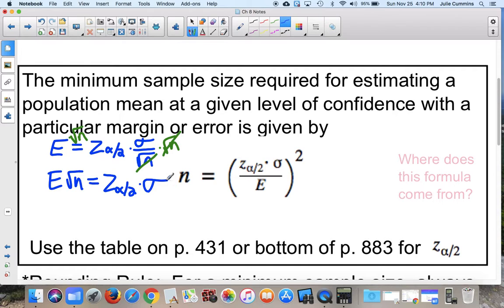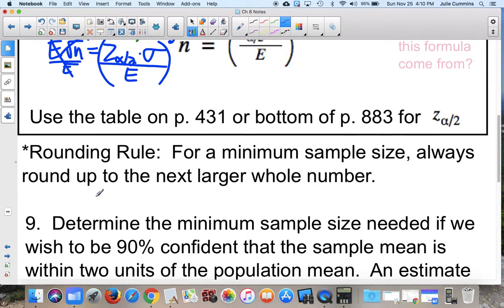We're trying to solve for n, so now we'll divide both sides by E. Cancel those. So now we've got the square root of n equals all this, and then to cancel the square root, we'll just square both sides. The square root and the square cancel. So that's where the formula comes from. It's just the formula from yesterday, written in a different way. We always want to round up to the next largest whole number. So even if you get like 538.1, still round up to 539 or whatever.